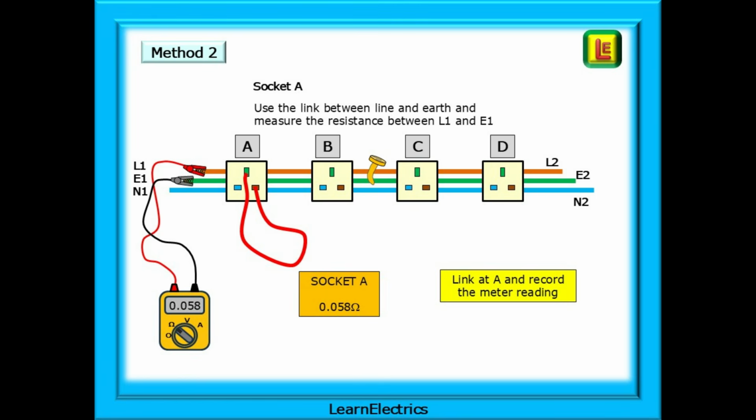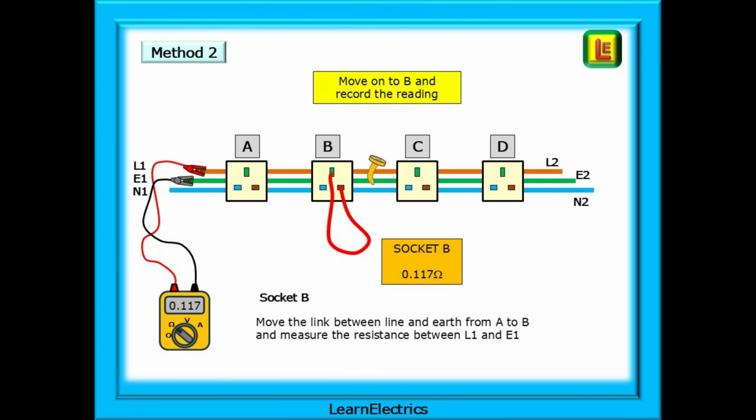Make the link between line and earth at socket A and measure the resistance between L1 and E1 at the consumer unit. 0.058 ohms is shown here, and this is less than the fault reading that we had. Move the shorting link from socket A to socket B and again measure the resistance L1 and E1. Socket B shows a reading of 0.117 ohms. This is still less than the fault reading.